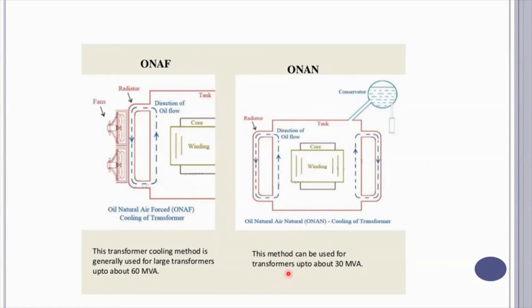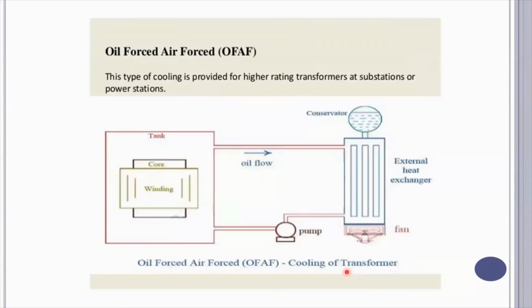So here we could use this type of cooling for transformers up to 30 MVA. And this is oil forced, air forced. So you have a pump here in order to force the oil into this heat exchanger. So we have a fan here. So air is also forced and oil is also forced into this heat exchanger.